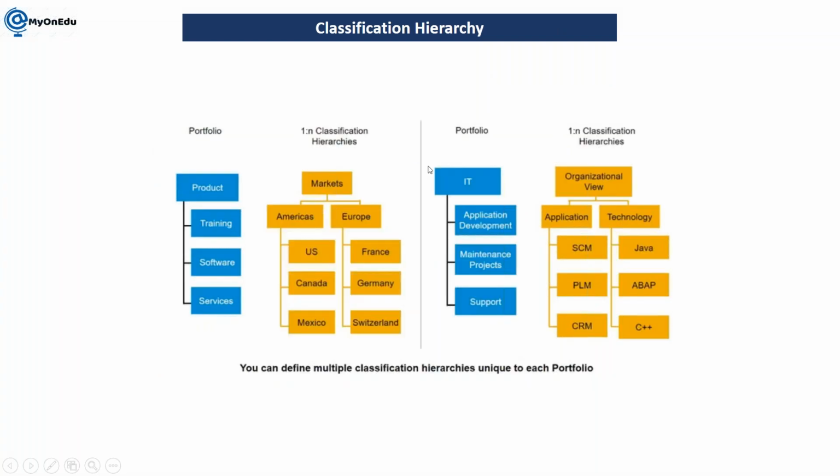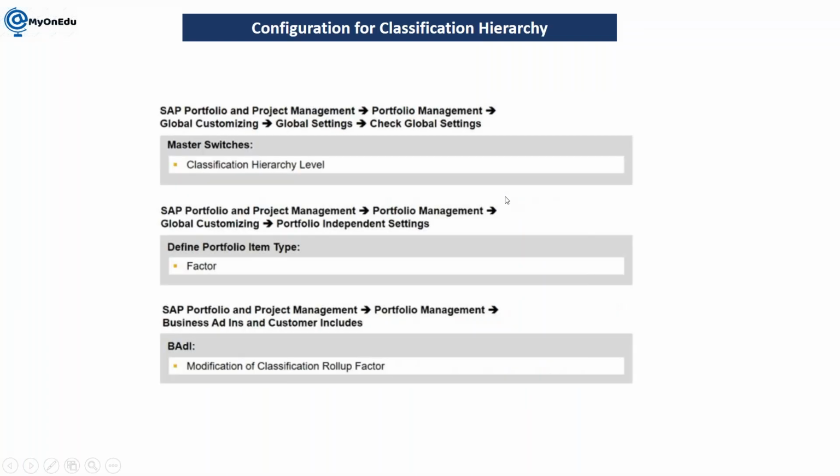Yeah, this is another example here. Let's say it's one portfolio which has a classification hierarchy. In SAP PPM, you can have multiple classification hierarchies. The relationship between the standard portfolio structure and the classification hierarchy is 1 to n. So for the same standard portfolio structure, you can have multiple classification hierarchies in the system.